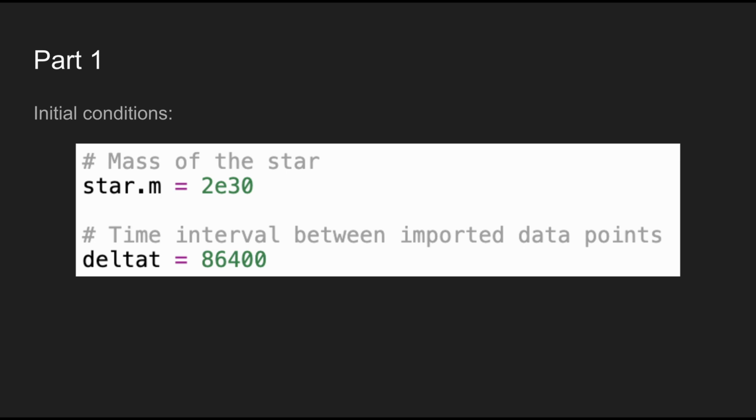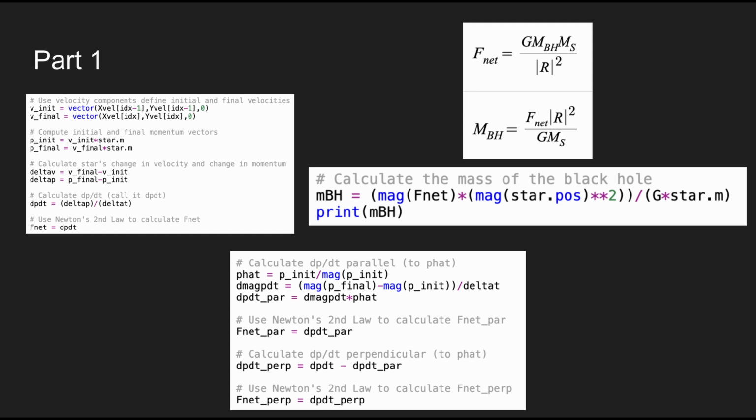In the first simulation, I used the properties of the gravitational force between a star and a black hole to determine the black hole's mass. For the initial conditions in the simulation, the star had a mass of 2 times 10 to the 30 kilograms, and the change in time for each time step would be the number of seconds in an Earth day. First, I calculated the value of the net force acting on the star by calculating its change in momentum over the change in time. Then, using the formula for gravitational force, I isolated the mass of the black hole on one side of the equation to find the mass of the black hole.